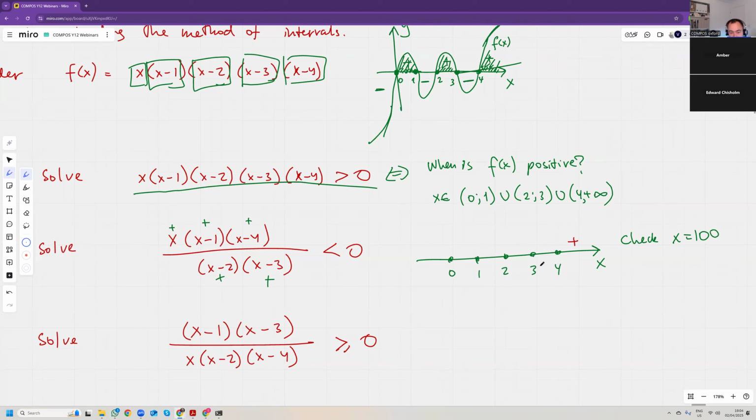And then between 3 and 4, all of them are positive except x minus 4. So if you take a value between 3 and 4, for example, 3.5, this would be negative. So the whole fraction is negative. Between 2 and 3, this would be negative. So positive, positive, negative, positive, negative make positive. Between 1 and 2, that means we're between 1 and 2. So this thing is negative now. So positive, positive, negative, negative, negative, which makes the whole thing negative. Then positive.